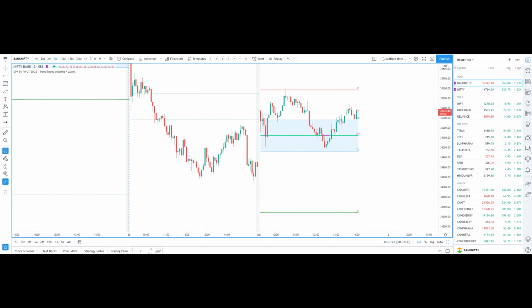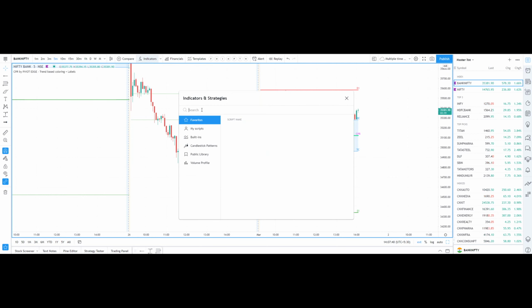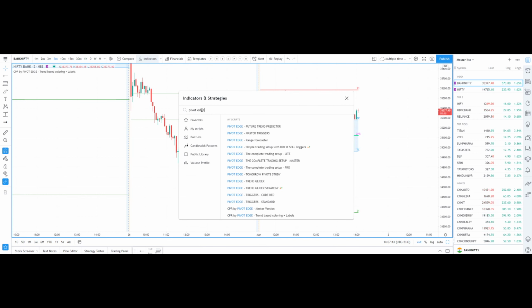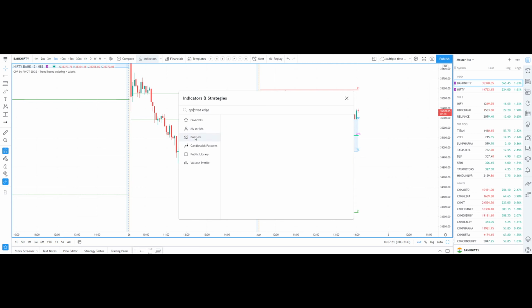Okay, first let us see how to insert this indicator. You can go to the software called TradingView, and in TradingView you can go to indicators, and here you can type Pivot Edge. You can type CPR by Pivot Edge. If you click on this, it gets added to your chart, and also here if you press this star button, it will be added to your favorites.